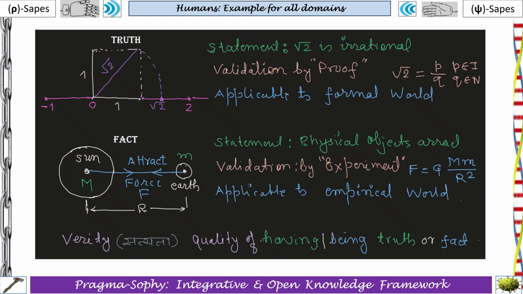Whether we are in the realm of the formal world or in the physical universe, our goal is the same, to establish verity or satyata. Verity is the quality of having or being truth or fact. In mathematics, we achieve it through rigorous proof. In science, we achieve it through careful observation and repeatable experiments. Both are powerful tools in our endless quest for understanding the world around us, both formal and empirical.